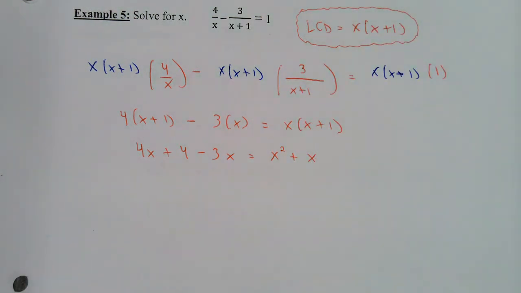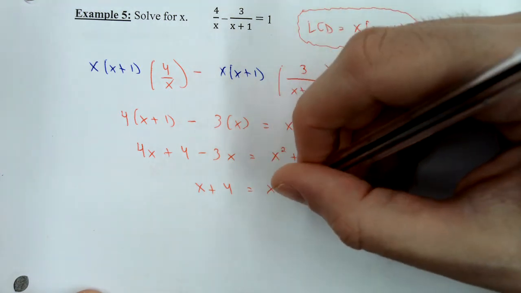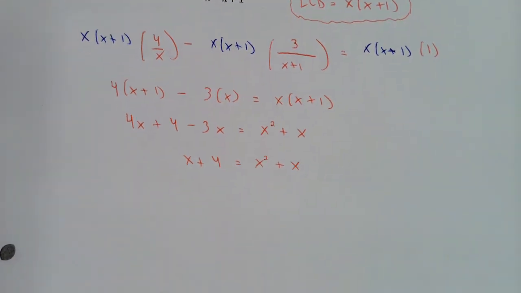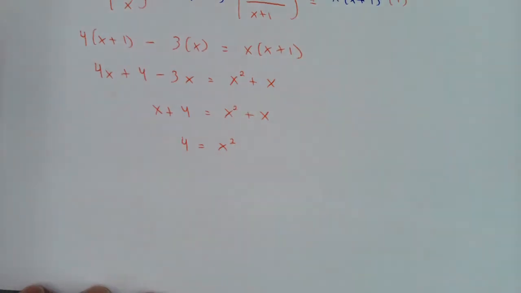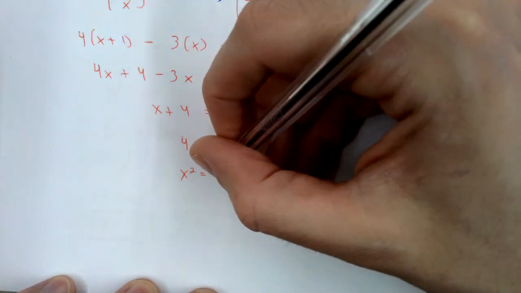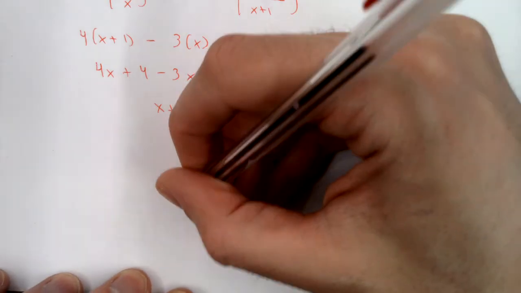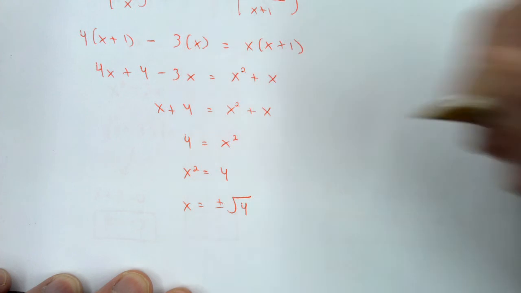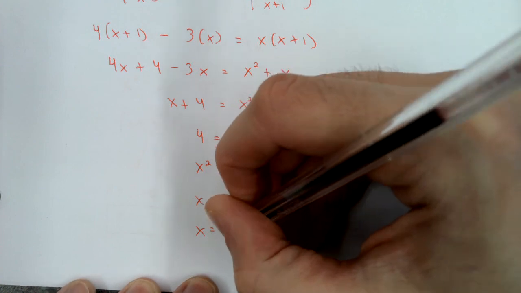Now, let's combine the terms on the left to get x plus 4. Now, generally when you're solving a quadratic equation, well, actually, let's subtract the x on each side. Let's get 4 equals x squared. And let's rewrite it with the x squared on the left so it looks nice. Solve that for x. Take the square root of each side. Positive and negative on the right. Square root of 4 is 2. So x equals positive and negative 2.